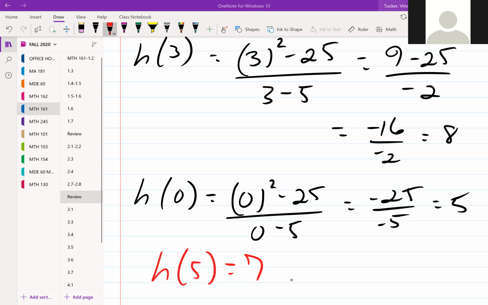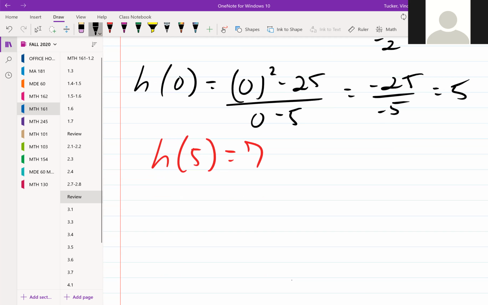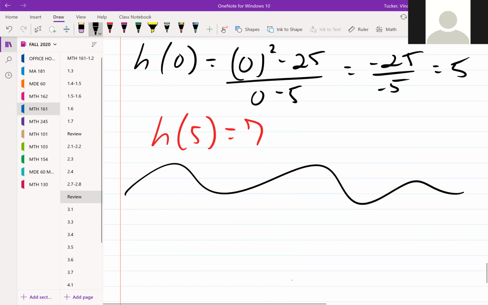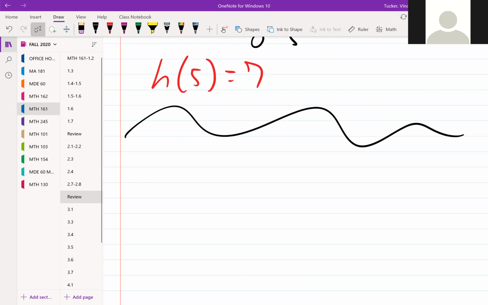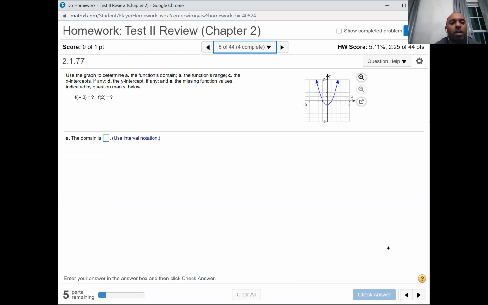Okay, and my last one, if you need to look at the review, is number 5. It's finding missing function values. I remember slightly how to do it, but I think I'm going wrong somewhere because I'm not getting the right answer. Gotcha. So let's see, use the graph to determine the function's domain and range.